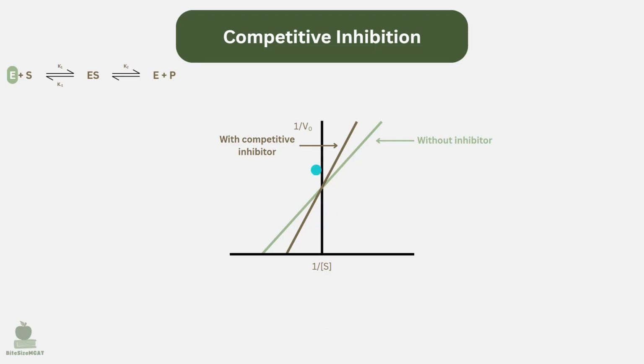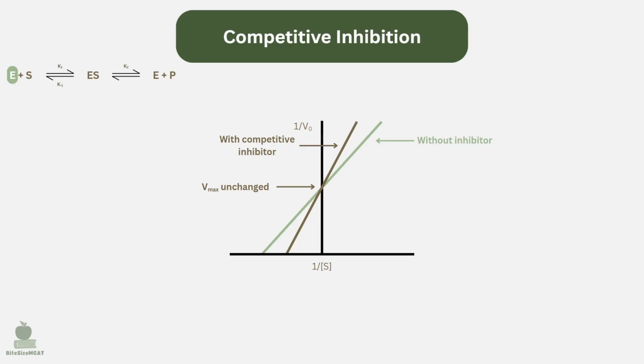Notice that the y-intercept does not change. How do you calculate the y-intercept? The y-intercept is calculated by 1 over Vmax. So if it's unchanged, that means the Vmax has not changed. This is because we could add more substrates that will outcompete the competitive inhibitor. As a result, the Vmax doesn't change if we add enough substrate.